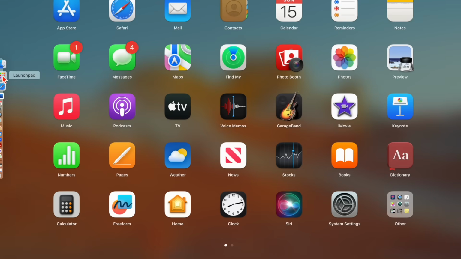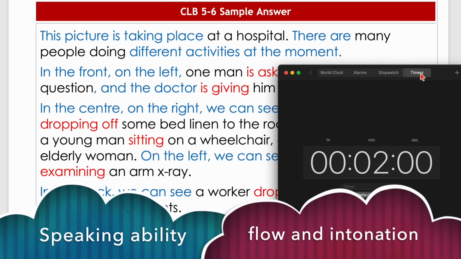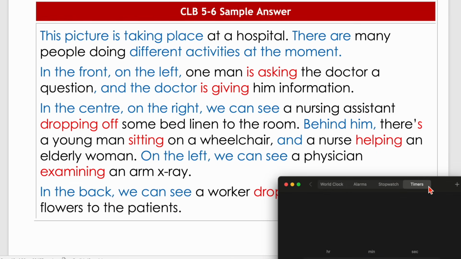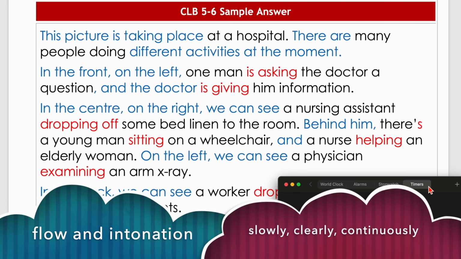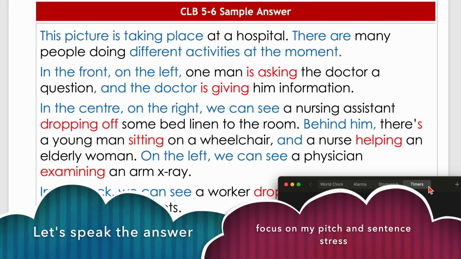So we need to speak this answer with good fluency in 1 minute. Okay? In 1 minute, we need to speak it with very good flow and intonation. For this level means slowly, clearly, and continuously. Everyone, intonation means we have good pitch and stress in the sentences. Okay? I'm going to read it in 1 minute. Follow along and focus on my pitch and stress of the sentence as I speak it. Okay?